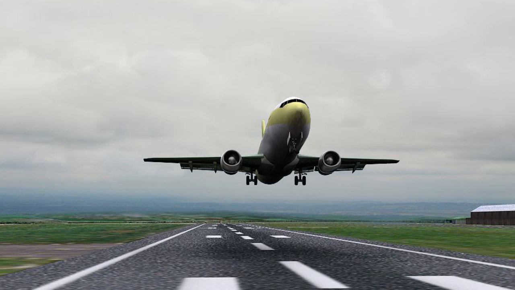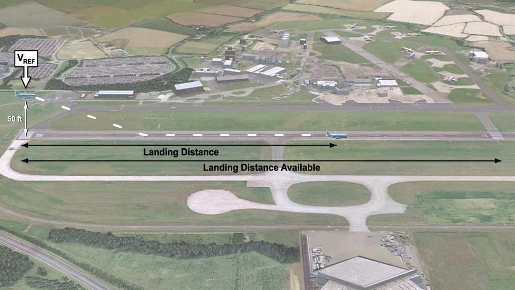This is the last lesson in the Class A Performance section. This lesson will focus on the Class A performance requirements for the landing stage of flight. There are two main regulation requirements. The first requirement is that the landing distance must not exceed the landing distance available. In other words, the aeroplane must be able to land within the length of the runway. This requirement can be called the landing distance requirement.